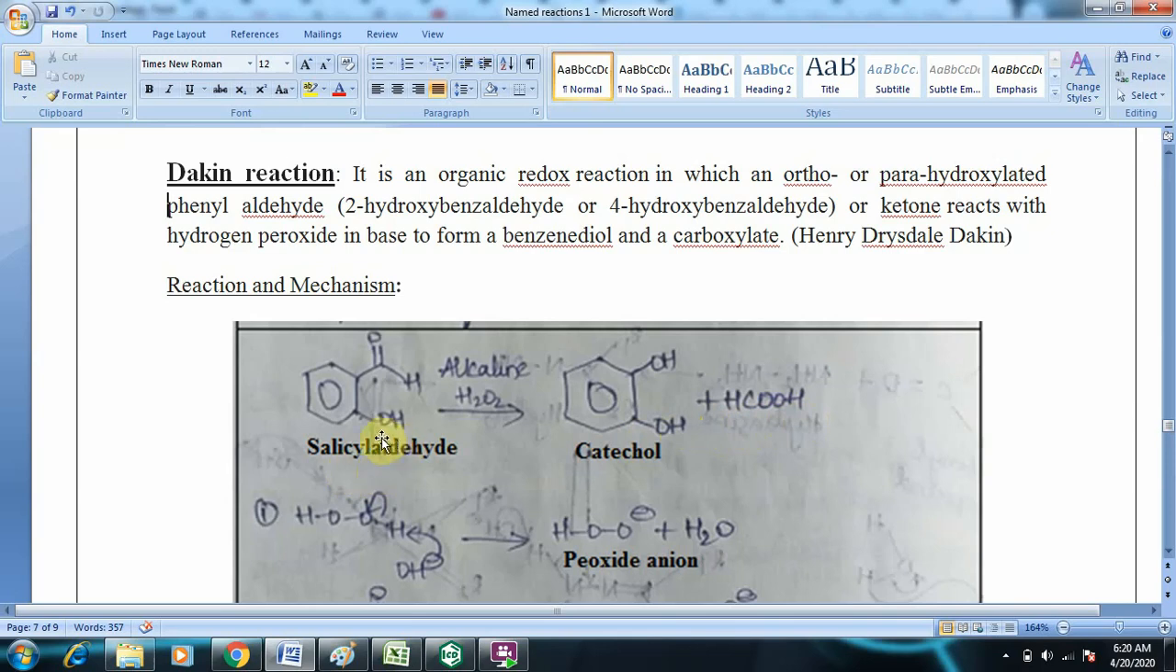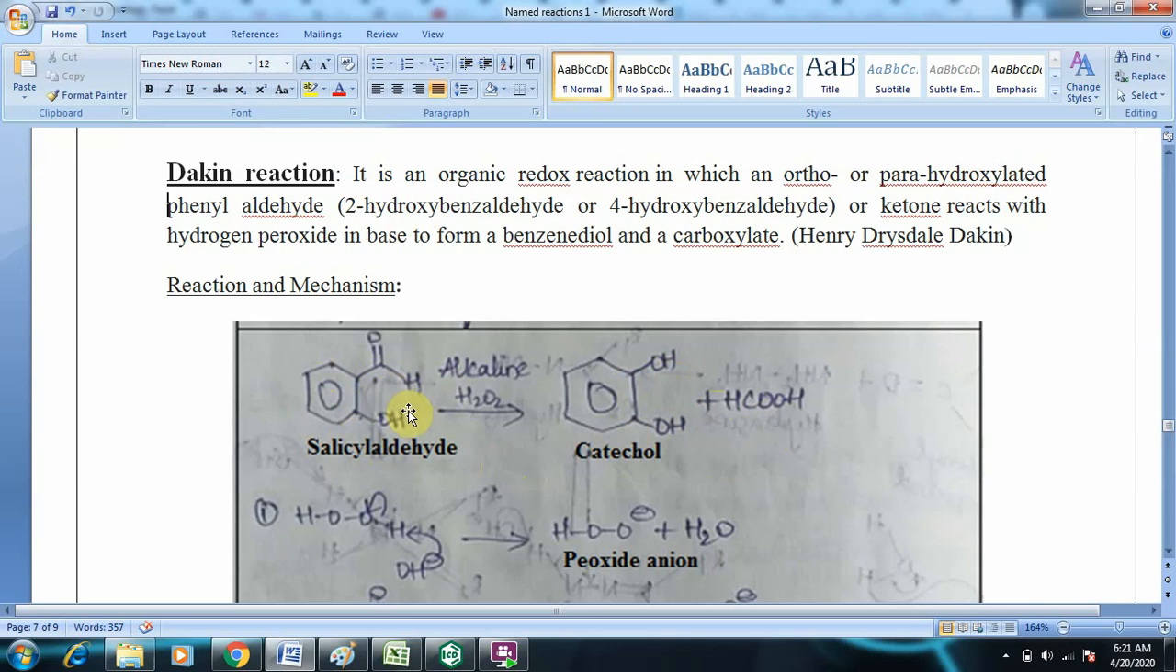Simple reaction: ortho or parahydroxyaldehydes or ortho or parahydroxyacetophenones, if they are treated with alkaline H2O2, give 1,2-diols. 1,2-diol is obtained in the case of salicylaldehyde. So if we take an ortho-hydroxy derivative, then we get phenolic groups at the 1 and 2 positions. Here the substrate is salicylaldehyde, so this aldehyde will be converted to OH, plus the byproduct is formic acid.